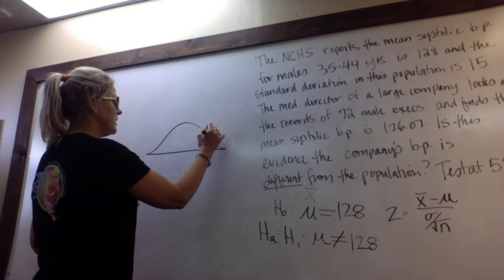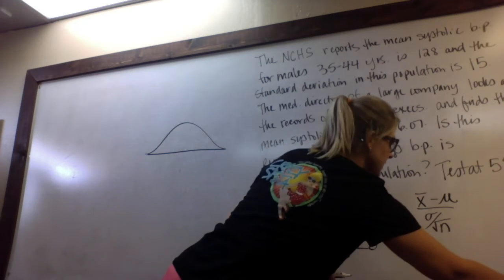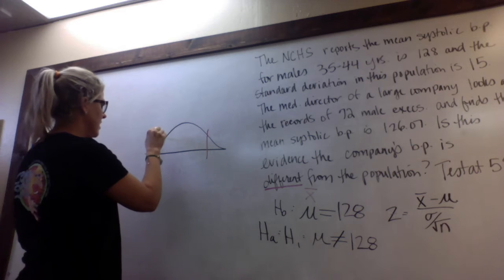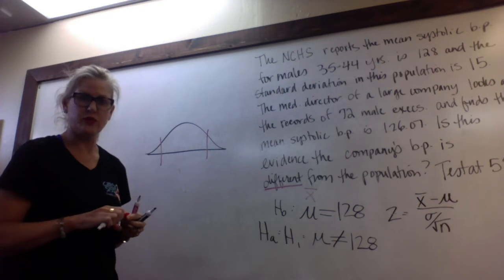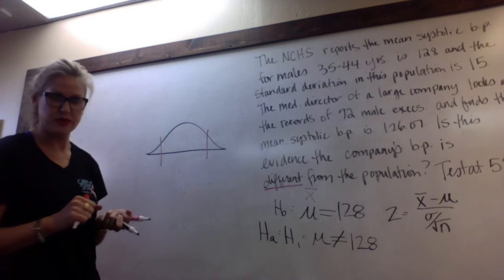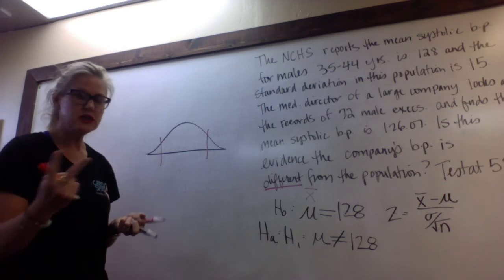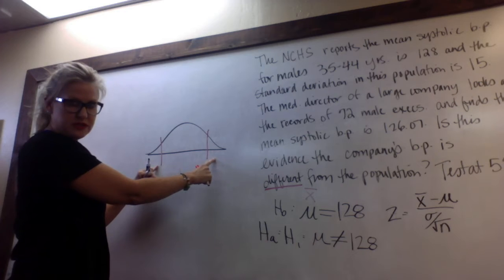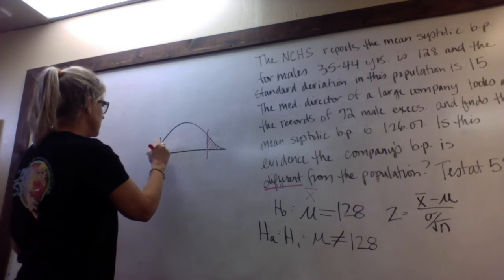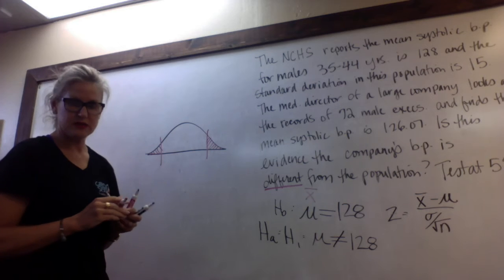Since we're two-tailed, we're going to have two rejection regions. We're going to put a rejection region in each end of the normal curve. We're doing a normal curve because we have a z-score. Z-scores follow this distribution. Two-tailed, two rejection regions. And the rejection regions are always out in the tails.